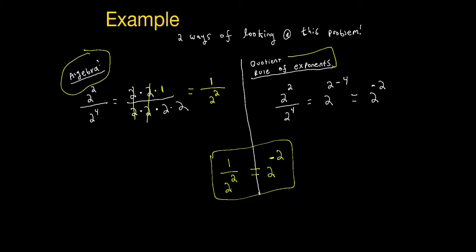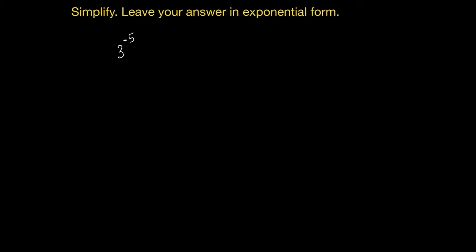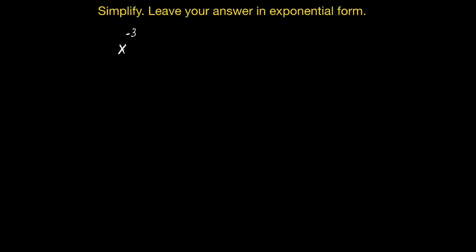Alright, so let's exercise this pattern a bit with some examples so you can get a feel for them. Let's begin here with 3 to the negative 5. If we use the definition of a negative exponent, all we've got to do is write 1 over 3 raised to the positive 5. And that would be it. This would be my answer in exponential form. Let's do it with a variable now. If we apply the same rule, all we've got to do is do 1 over x to the positive 3.